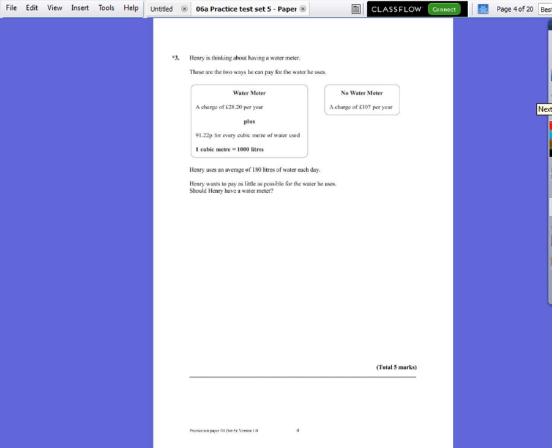Question 3. Henry's thinking about having a water meter. These are the two ways he can compare. So he can either pay for the water that he uses, or he can pay £107 a year. So we just need to look at how much it would cost him using a water meter. First of all, it says he uses 180 litres a day, so we want that in a year. There are 365 days in a year. So 180 times 365 would give us 65,700 litres per year.